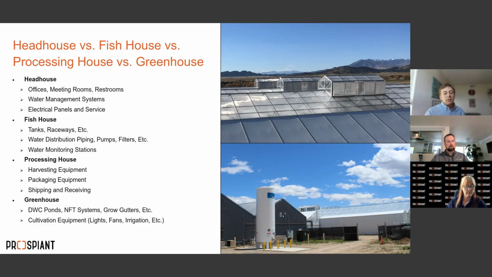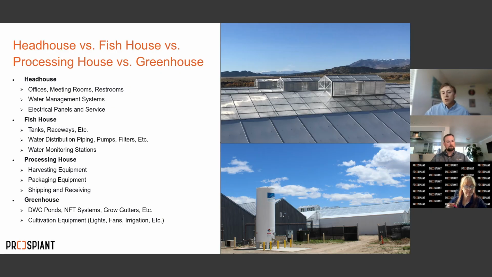And then lastly, you have the greenhouse, which obviously is going to be where your actual microgreen production is based out of. So what might be in there is typically a deep water culture pond. Sometimes you could get away with an NFT system or a grow gutter. They're not as common. Typically, it is going to be that deep water culture system. And then you're also going to have all of your cultivation equipment in there. So you're going to have the lights, the fans, the distribution piping for the irrigation and everything along those lines.